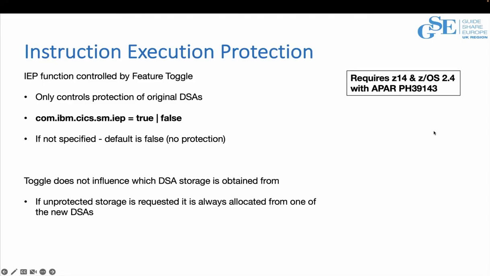So if we don't specify IEP on, what will happen is, should we request some storage and it's unprotected, we will still allocate it from the new DSAs. However, if the feature toggle is on, that behavior still remains. However, we protect the original ones as well.